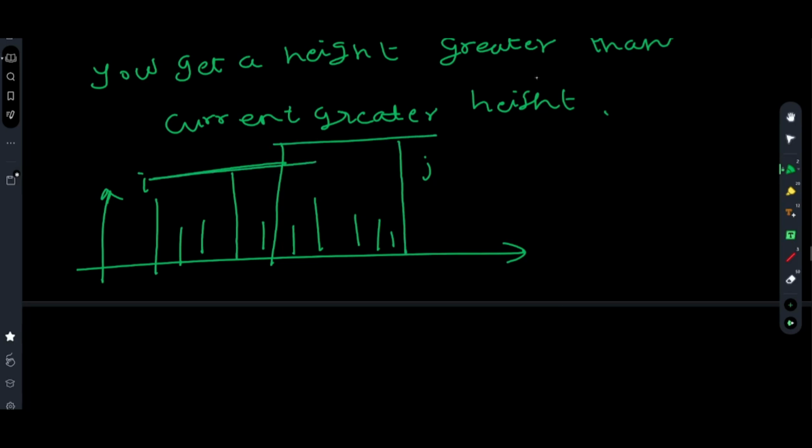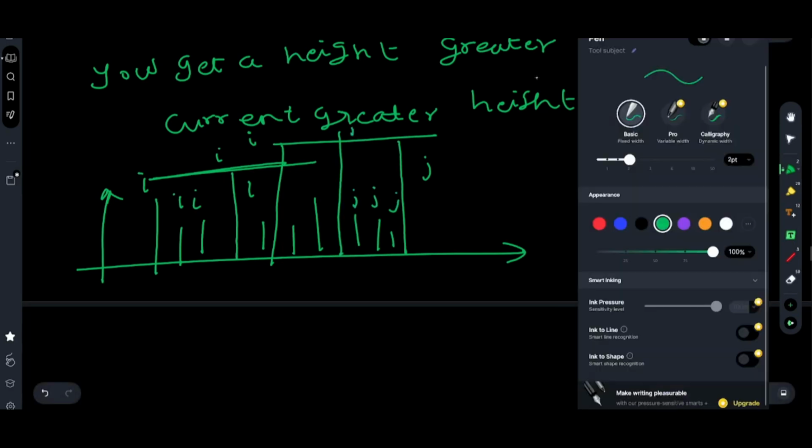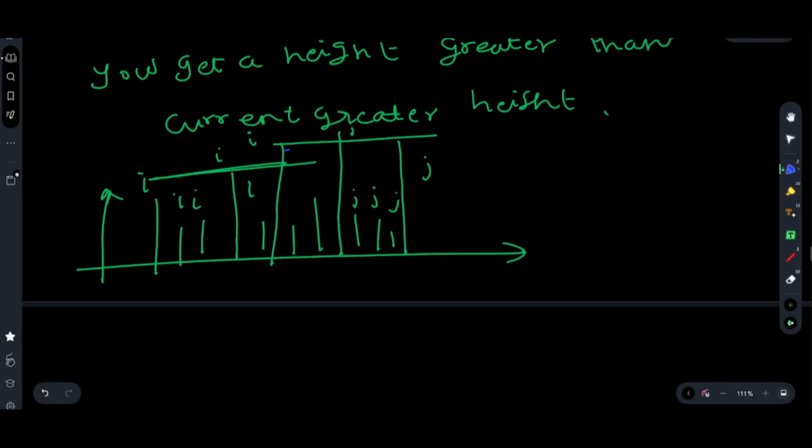So if j is greater than all of them, this i will move constantly throughout this place. But when i comes here, then j will start to move. So basically, you're finding a maximum. Then j will start to move until it comes here. And in this place, you look carefully, you will find the container with the greatest height.